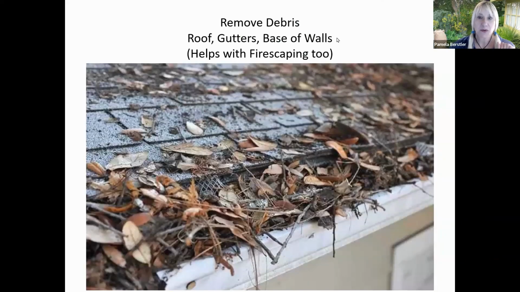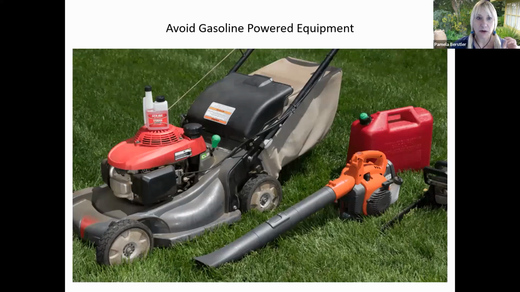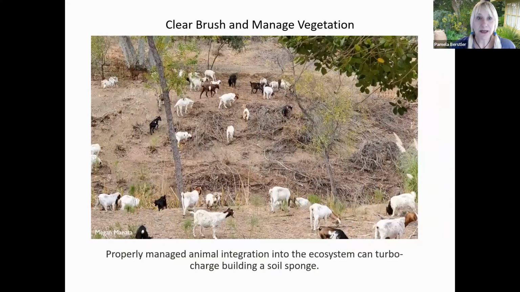It's more resilient to heat and certainly to drought. Another maintenance practice worth talking about is removing debris from the roof, from the gutters. Make sure you do that before a rainy season. This is a firescaping issue, and it's also a rainwater catchment issue. And you want to make sure that you get rid of the leaves from clogging up the bottoms and downspouts and so forth. If you can, avoid gasoline-powered equipment. We don't need any more fossil fuels out there. Use electrical. Clear your brush and manage your vegetation with animals.